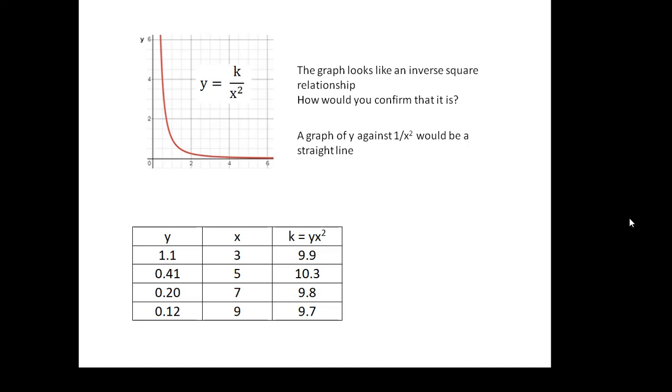If I'm suspecting that y equals k over x squared, then y times x squared should be a constant. So if I multiply y by x squared and look at the values I get, do I get the same value every time? Bear in mind kind of natural uncertainty and rounding errors and things like that. In this particular case, I would say yes, I do. All my answers are kind of hovering around 10. There's no overall trend of them getting bigger or smaller. They're all about the same.